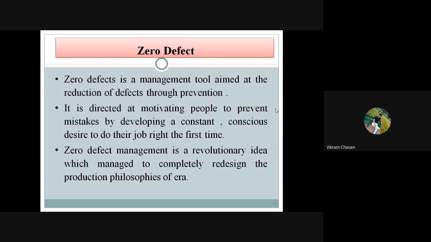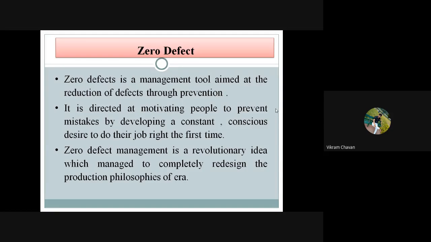Okay, that will lose production time, that will lose material, that will lose money also. So all these things are included in that particular defect loss, and that will reduce the profit of the industry. So management is always striving to reduce the defects in the products.